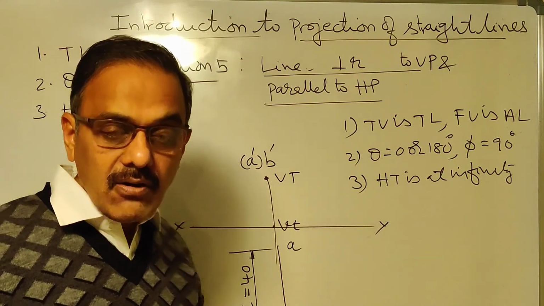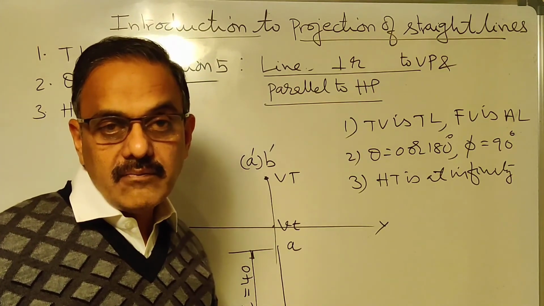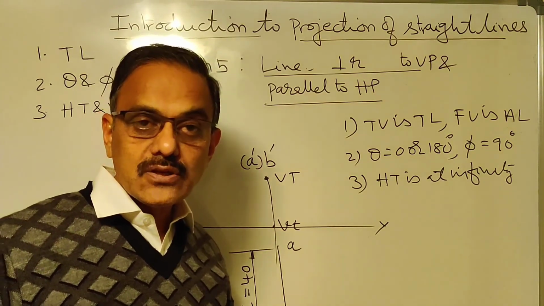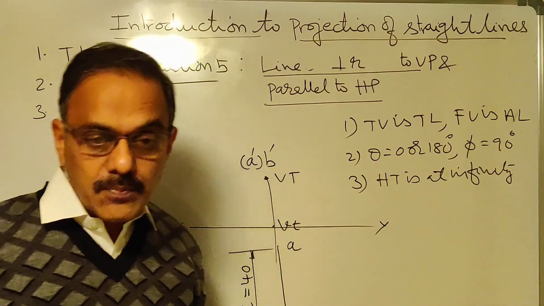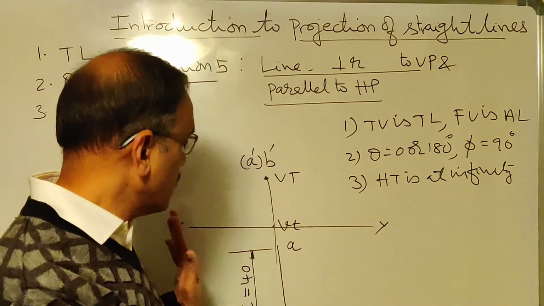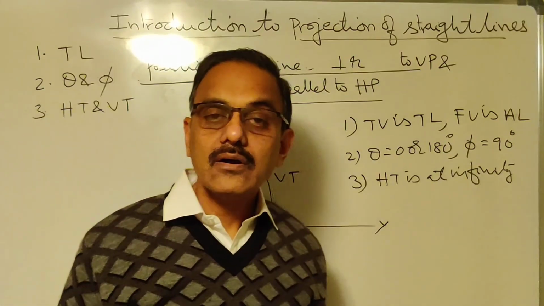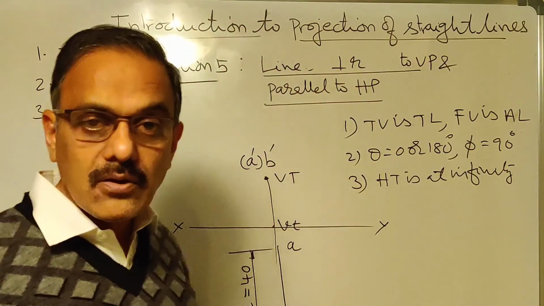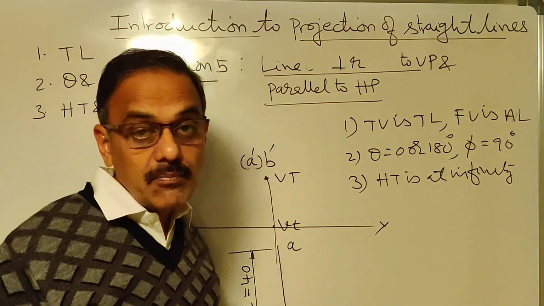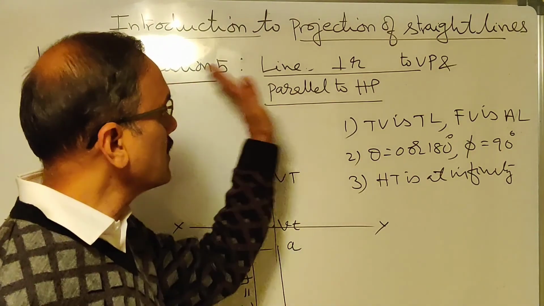What if you have the line inclined to both HP and VP? That is the last position or 6th position. Normally the problems are asked on that position only. So whatever I have told you now, you can have them in your sketchbook for your reference, but you don't have to submit them. Okay, no submission required for these things. This is just an introduction.